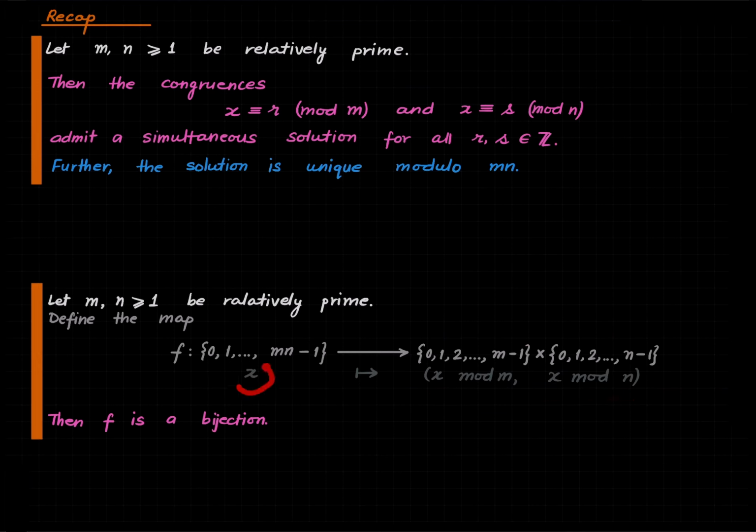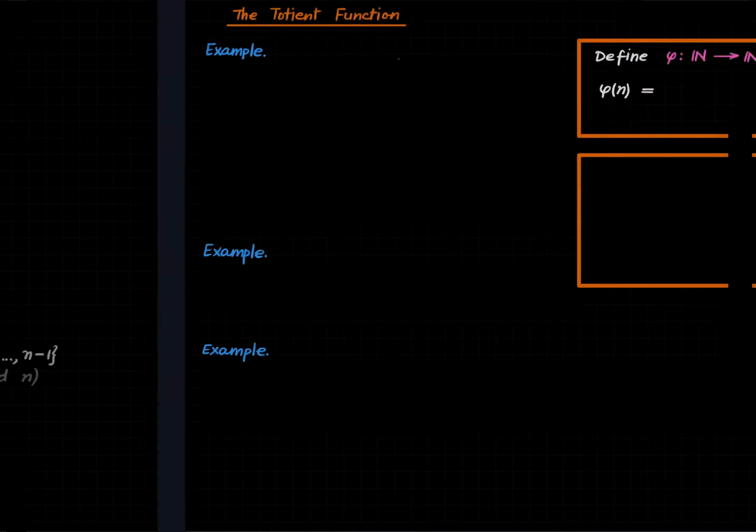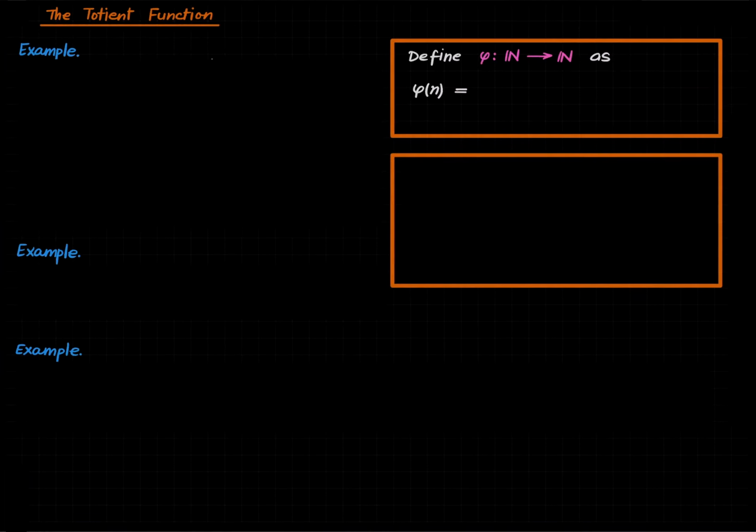It takes just a remainder, an integer, to the pair of the possible remainders. So I don't want to spend too much time on it. I'm sure you recall. And the Chinese remainder theorem says that this is a bijection. Okay, so with that, let us proceed. So let's define the totient function. I don't know where the name comes from, but it is standard.